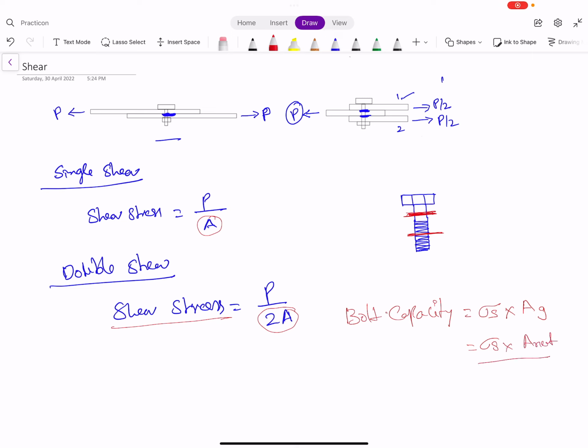So this is a brief example of the difference between double shear and single shear, and the cross-sectional area that will be used: the net area if the shear plane falls into the threaded area. If the shear plane falls into the rounded area of the bolt, then you take the gross area of the section. Thank you.